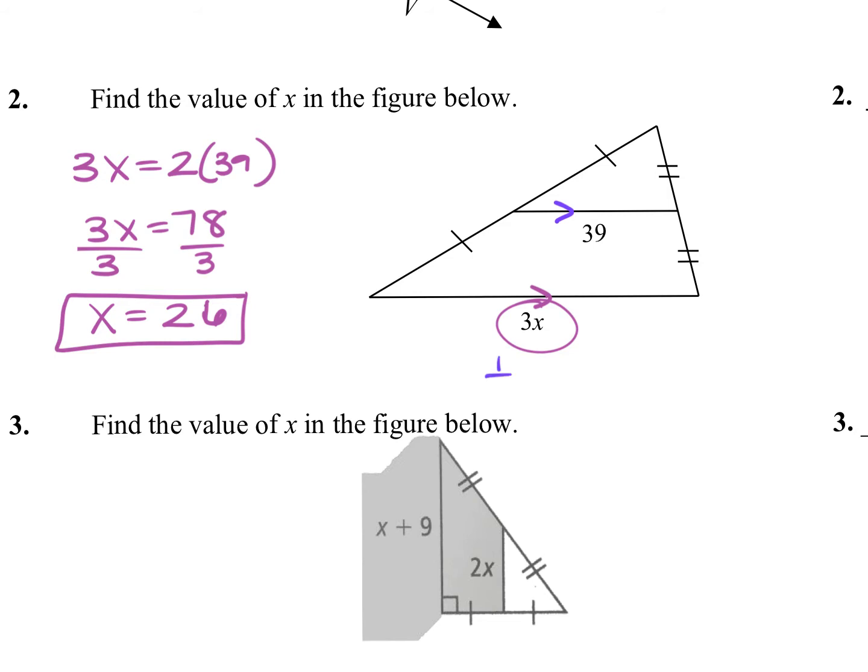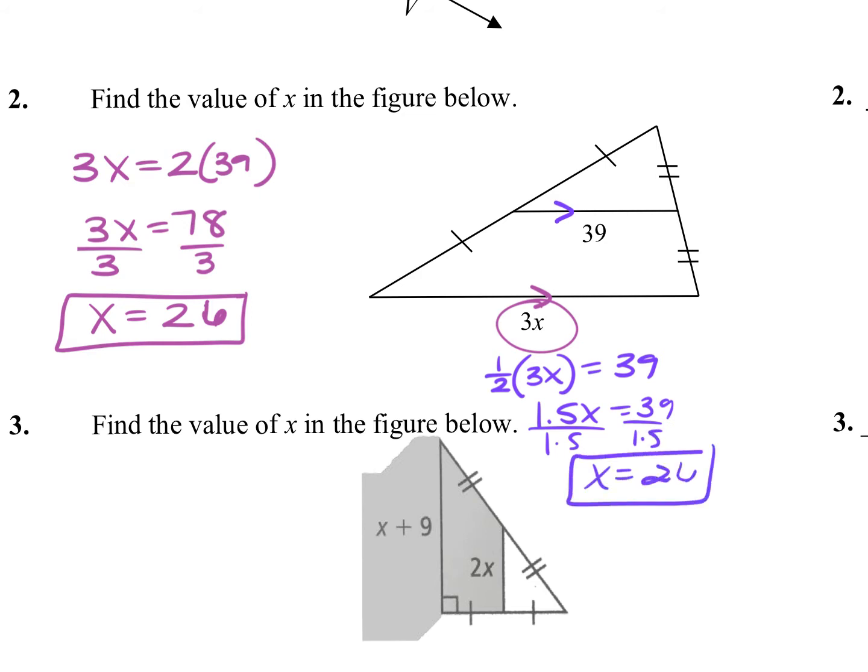Yep, you could have cut the 3x in half. So half of the 3x would have to equal the 39. So 1.5x would equal 39. And then when you divide by 1.5, you would get x is 26. So it really doesn't matter. You may do either. Don't do both. Don't cut one in half and double the other because those are not going to be equal anymore. Okay?